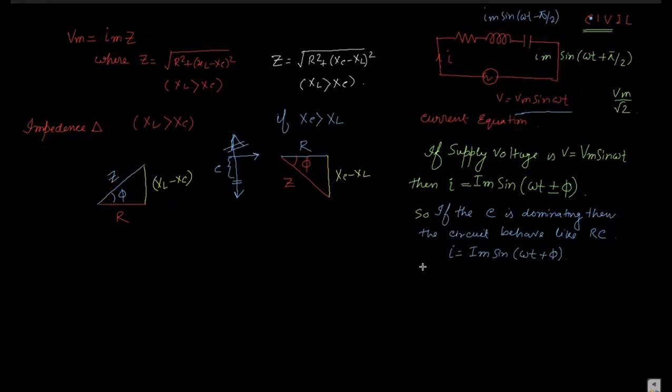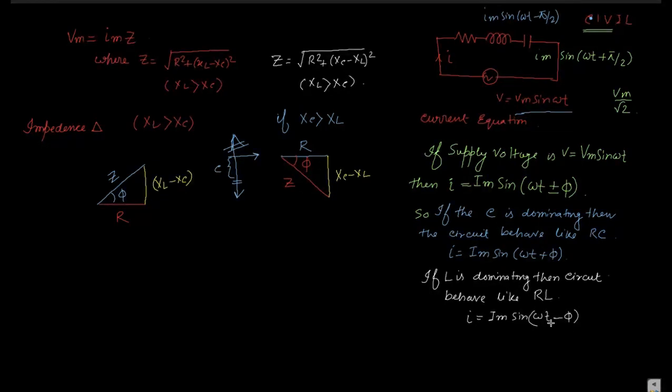If L is dominating, then the circuit behaves like an RL circuit. In that case, I becomes Im sin(omega t minus phi).